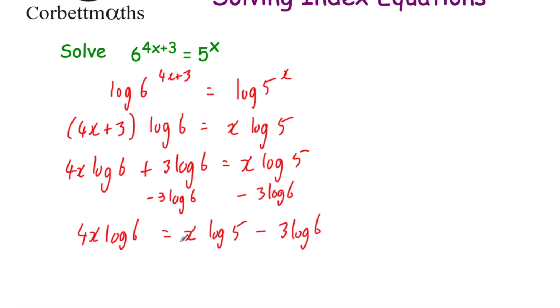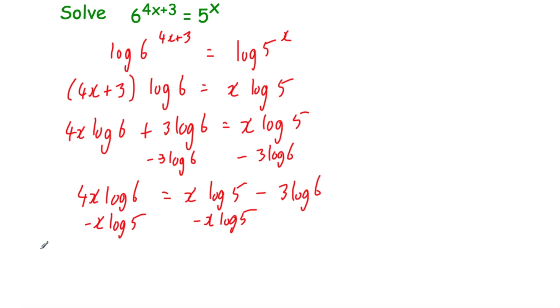Okay, so we've taken away the 3 log 6, but we've also got this term with x on the right-hand side. So now let's take away that from both sides so that we have just the terms of x's on the left-hand side and the numbers on the other side. So if we take away x log 5 from both sides, on the left-hand side we'd have 4x log 6 subtract x log 5. And on the right-hand side, we'd just be left with minus 3 log 6.